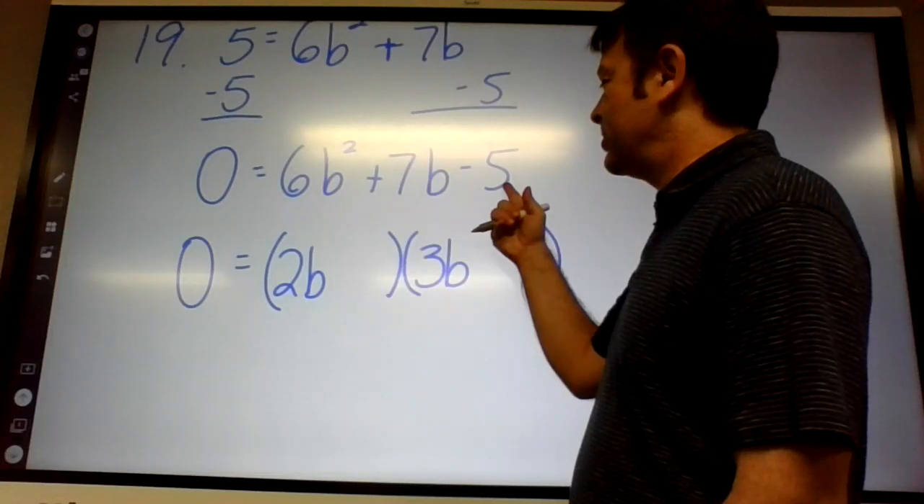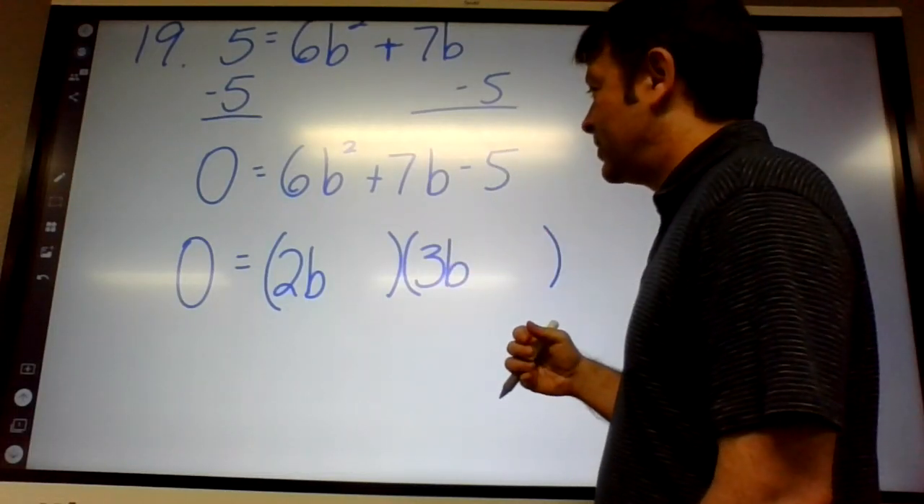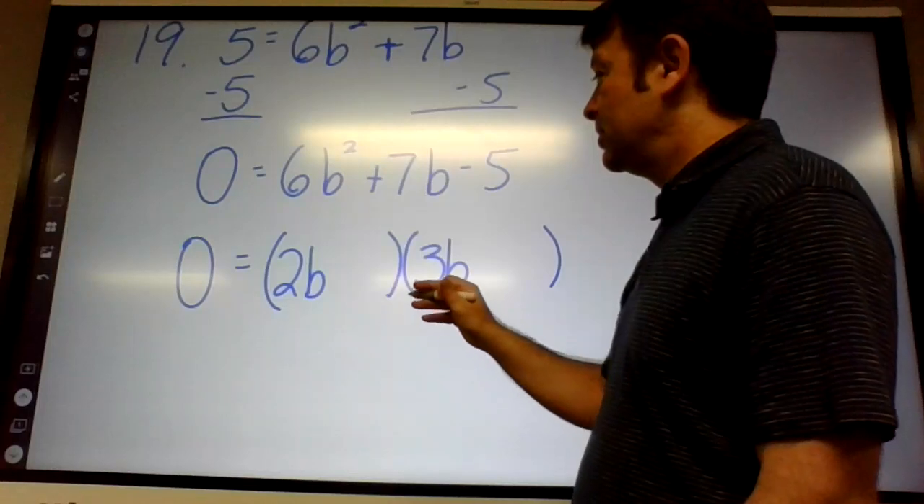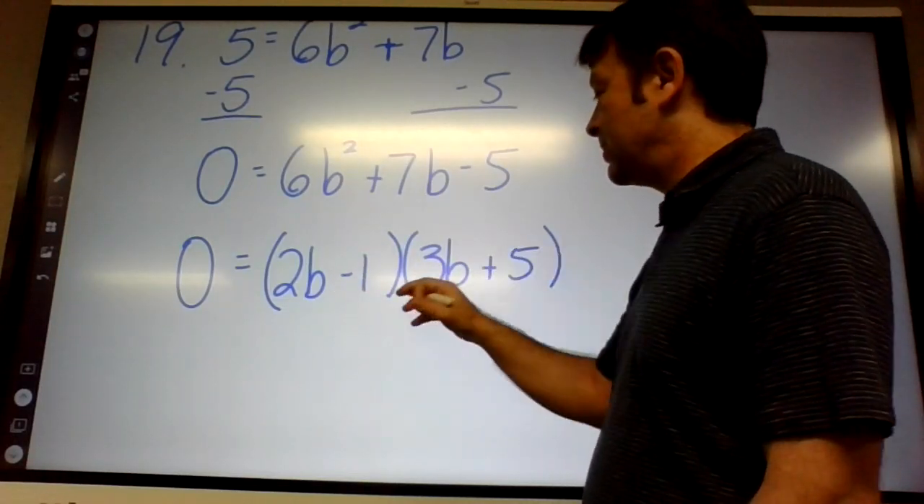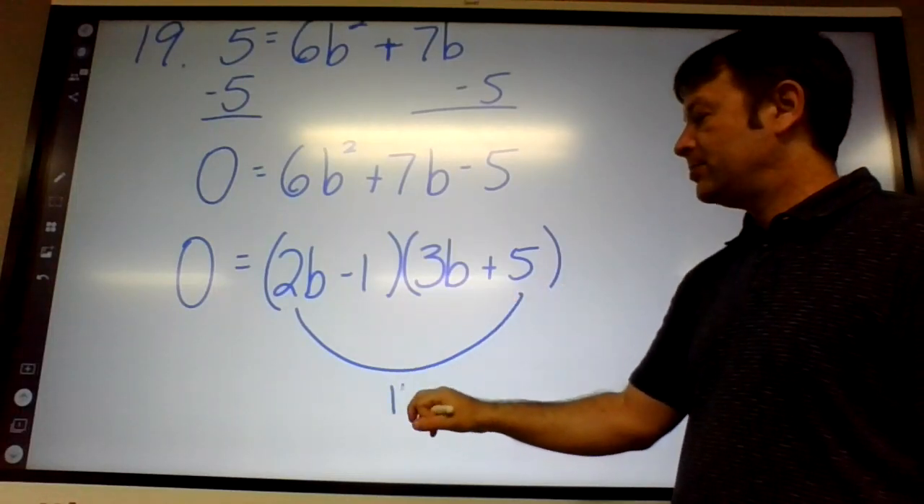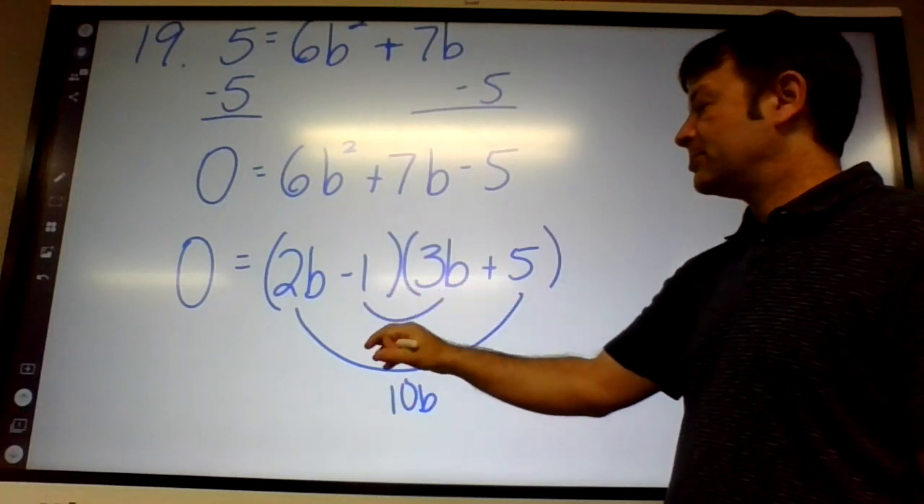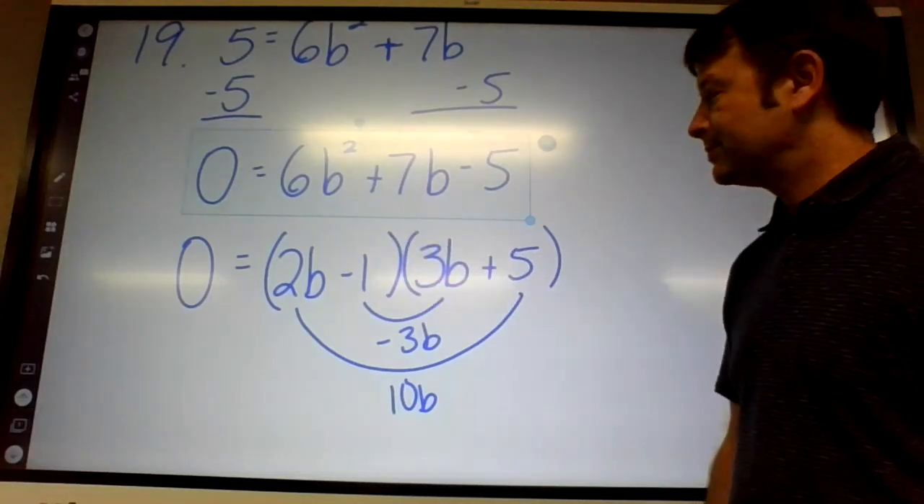And then what goes in the back? What goes into negative 5? 1 and negative 5, or negative 1 and 5. Okay, yeah. In this case, negative 1 and 5 are gonna work, because when you do the outside you get 10b, the inside is minus 3b, 10 minus 3 is 7b.